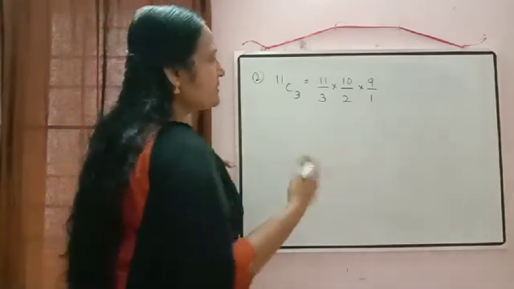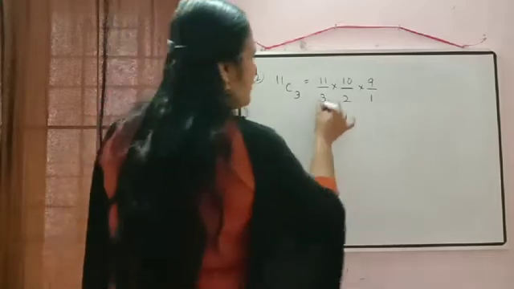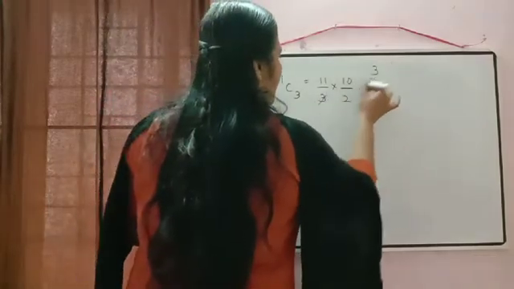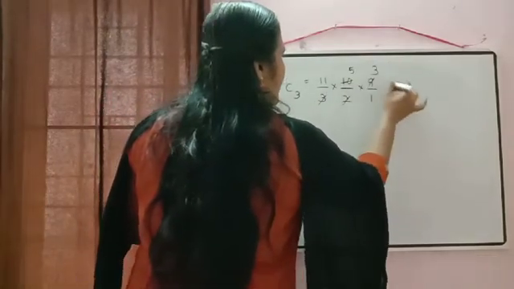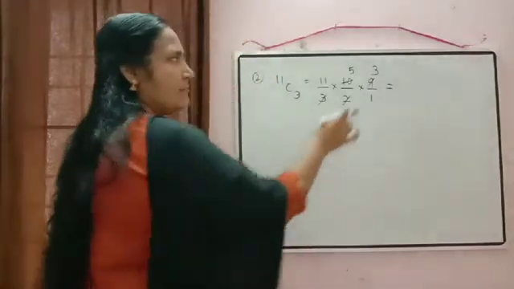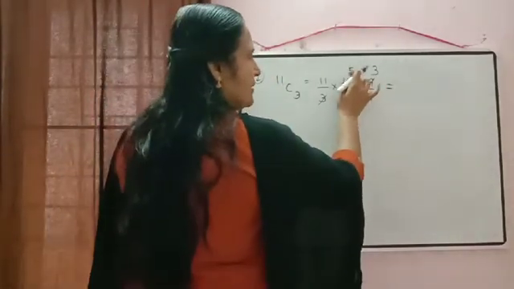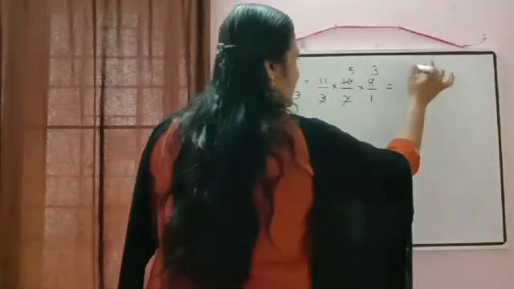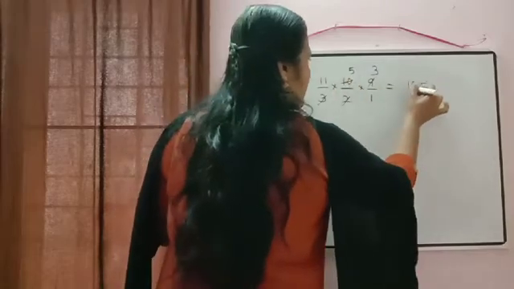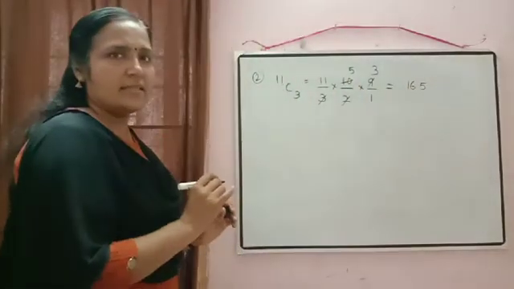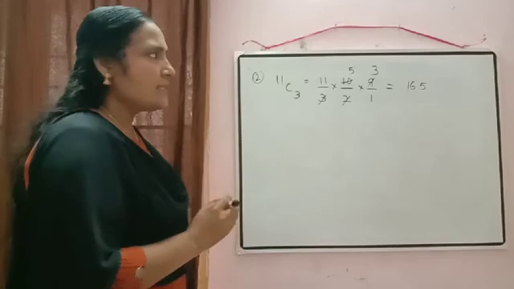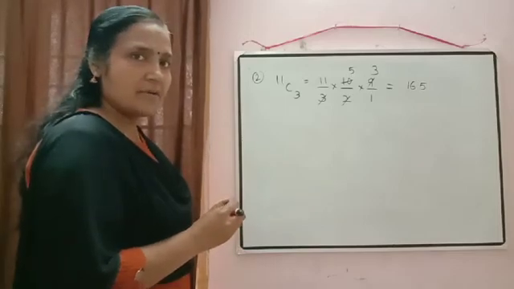Now do the cancellation if it is possible. Yes, 3 3s are 9, and 2 5s are 10. Now the remaining we will multiply. 5 3s are 15, 15 1s are 15, carry over 1, 15 1s are 15 plus 1, 16. So in this way we can solve. I think how to use the property is clear to you.